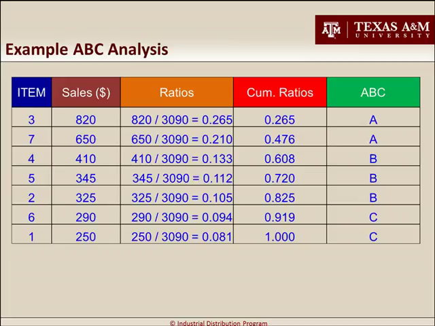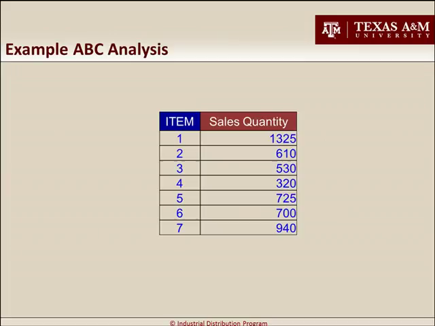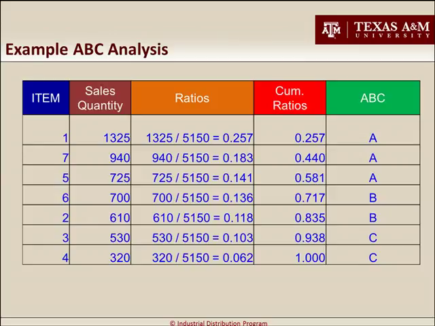I'm going to do the similar thing for sales quantity. All right. These were the quantity numbers. Again, the first thing is I'm going to sort them from the best one to the worst one and do the similar calculation. All right. Best item in terms of sales quantity is item 1, and the worst one is 320.